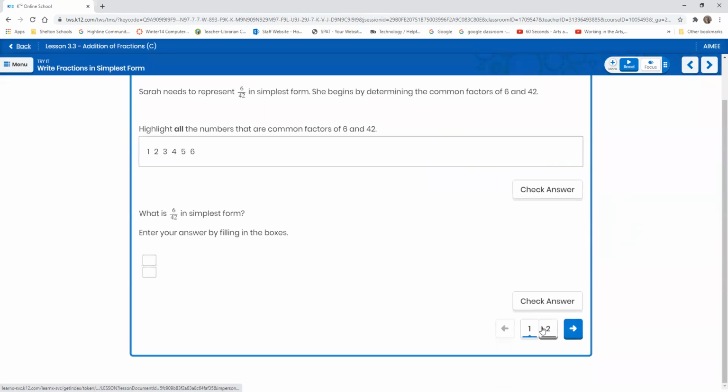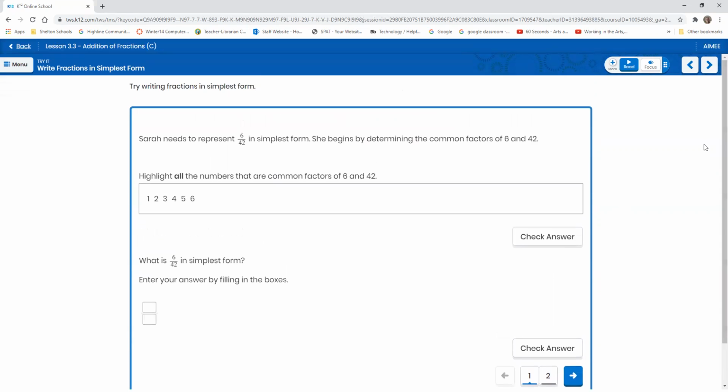Now remember, if you have two try-its, two online problems, I want you to do at least one of the two. It's better if you do both, but if you do at least one of the two, that's going to help you know whether you're getting the concept or not.